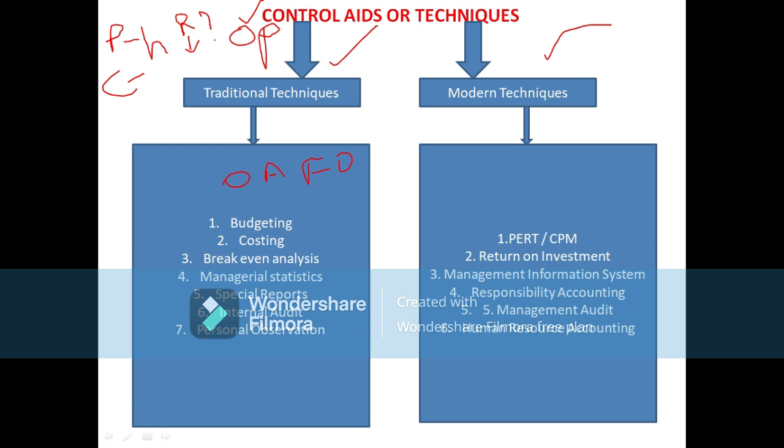Under this technique, budgets are prepared for different functional areas. For an organization, we have different functional areas like sales, production, distribution, finance, likewise. These functional budgets are consolidated. All these functional budgets will be consolidated as a master budget. And who is responsible for this budget?